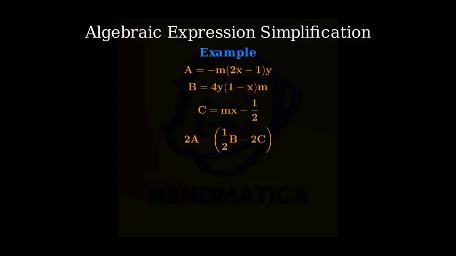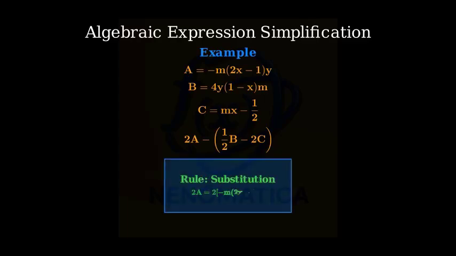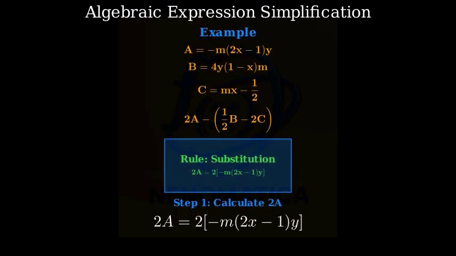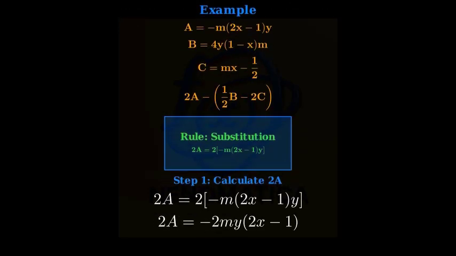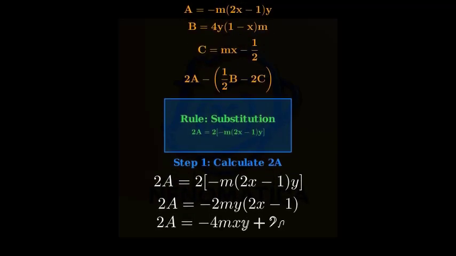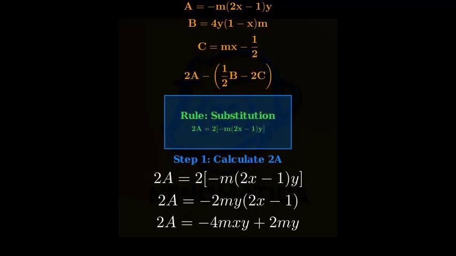First, we'll calculate 2a. We use the definition of a and multiply it by 2. 2a equals 2 times negative m times the quantity 2x minus 1 times y. We can distribute the 2 to get negative 2m times y times the quantity 2x minus 1. Then we expand the expression further to get negative 4mxy plus 2my.